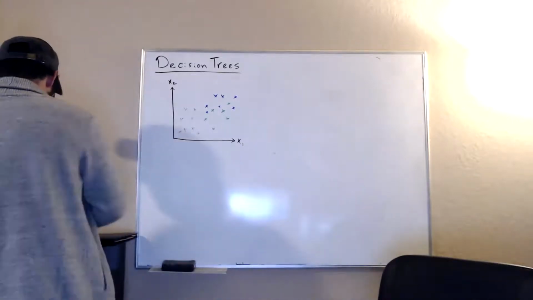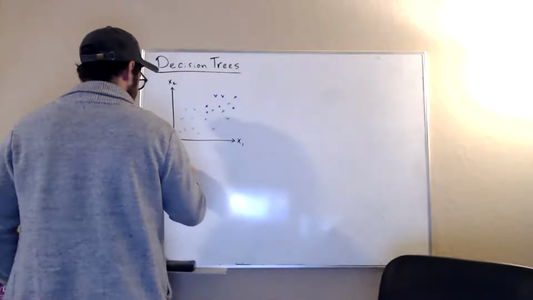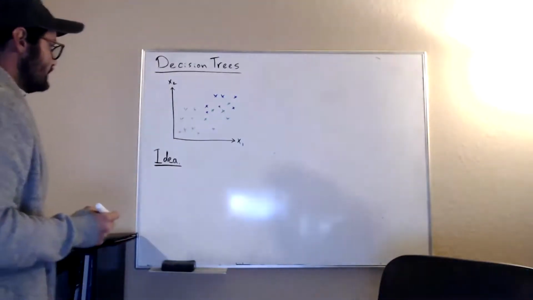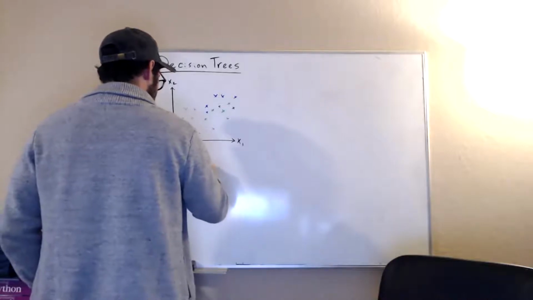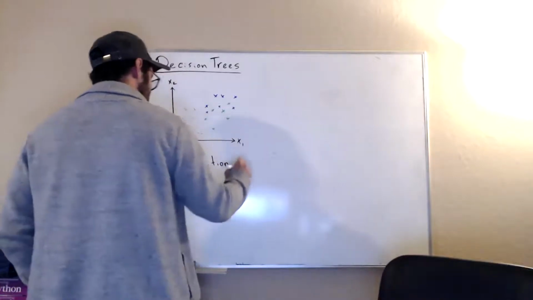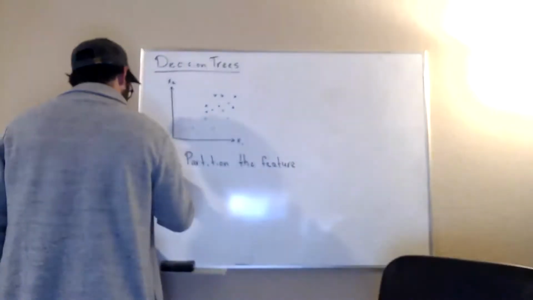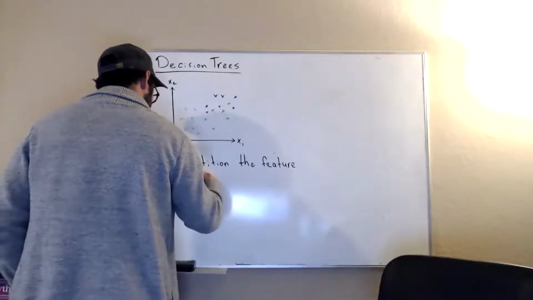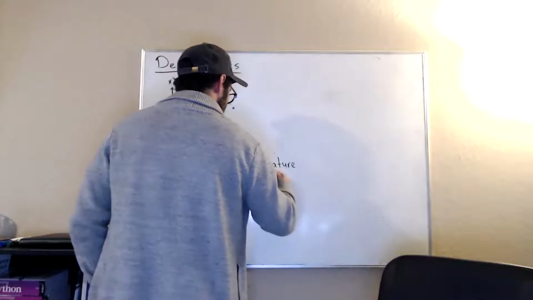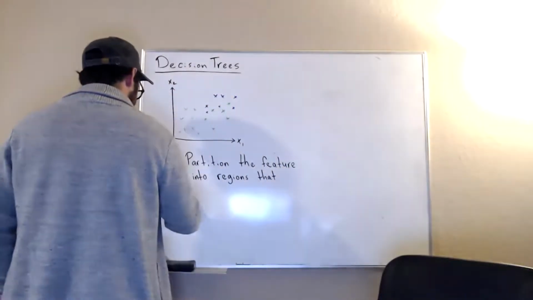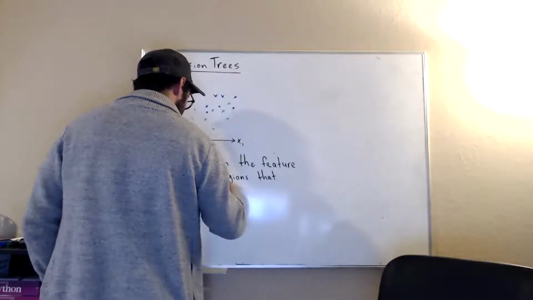So we have these data points here, and the idea, I guess, here, for these real valued features is to partition the feature space into regions that classify the data.